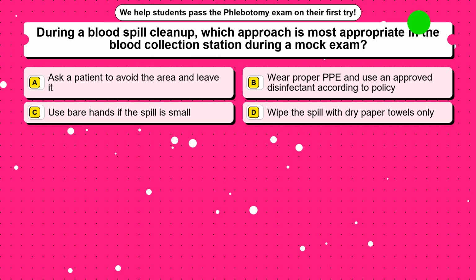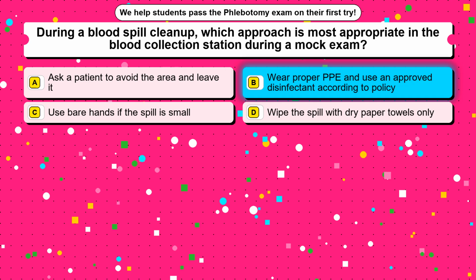Question 18. During a blood spill cleanup, which approach is most appropriate in the blood collection station during a mock exam? Option A. Ask a patient to avoid the area and leave it. Option B. Wear proper PPE and use an approved disinfectant according to policy. Option C. Use bare hands if the spill is small. Option D. Wipe the spill with dry paper towels only.